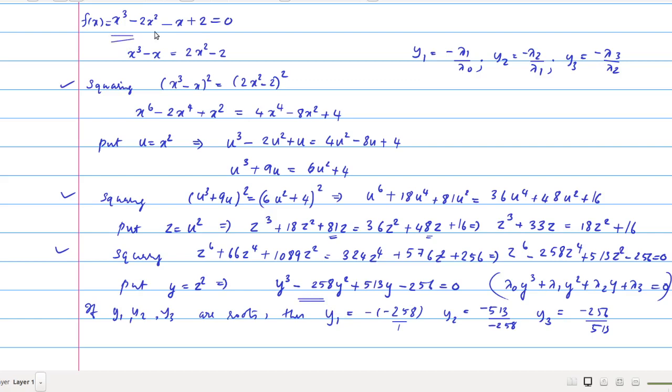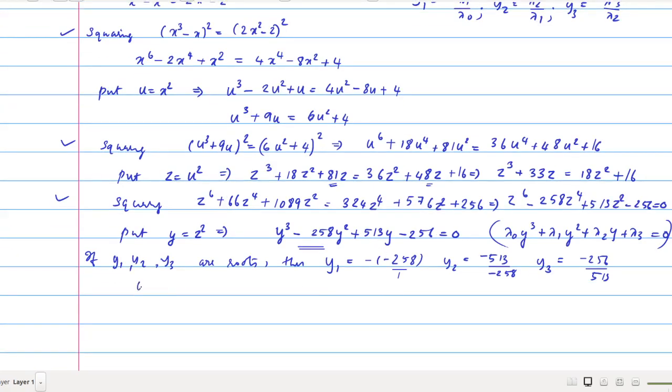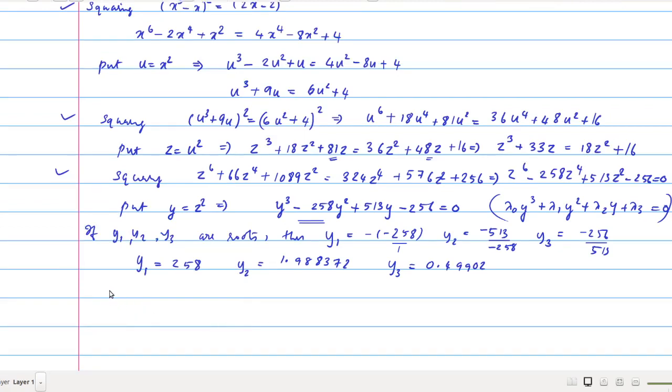But our original equation is x cube minus 2x square minus x plus 2 equal to 0. The approximate values of this solution are y1 is equal to 258, y2 is equal to 1.988372, and y3 is equal to 0.49902. But we know that we have substituted y as z square, and z is nothing but u square, and u is nothing but x square. So x square whole square, this is x raised to 8. This is the relation between x and y. So y is equal to x raised to 8, then y1 can be written as x1 raised to 8.